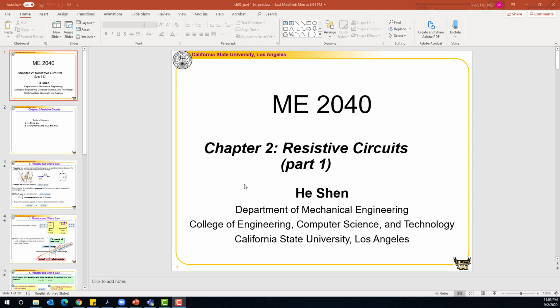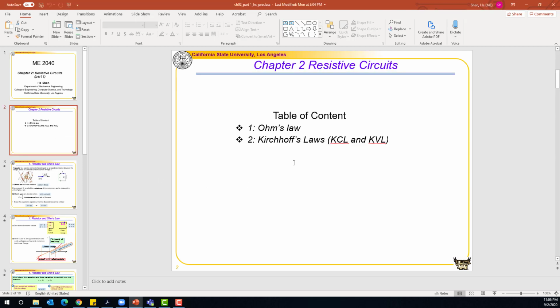Today we're going to learn Chapter 2, Resistive Circuits. This chapter will be divided into 3 parts. Let's look at Part 1, Ohm's Law and Kirchhoff's laws.